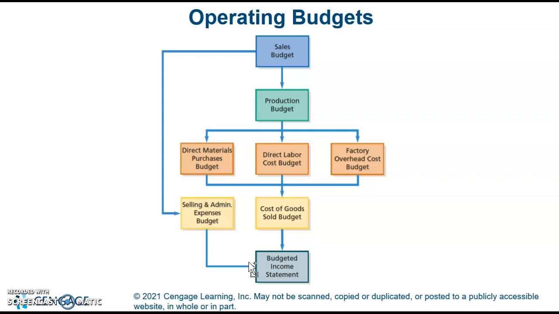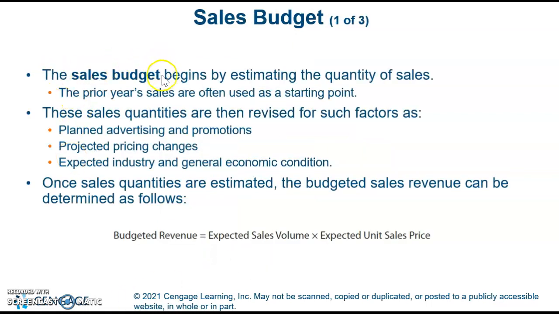Remember, a budgeted income statement is going to have your sales minus your cost of goods sold. Remember, that's all of these items. And then minus selling and administrative expenses to get to our net income. So the sales budget begins by estimating the quantity of sales. How many units do we think will sell?